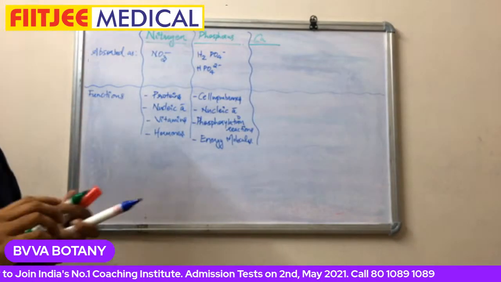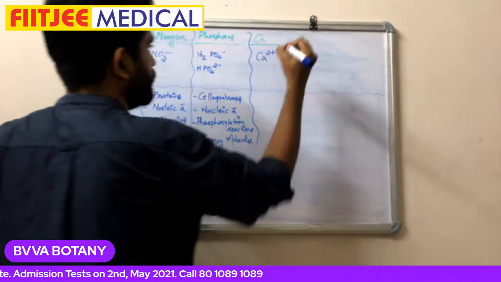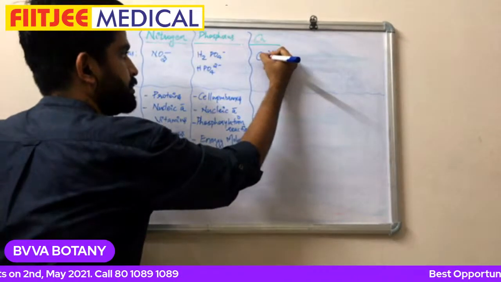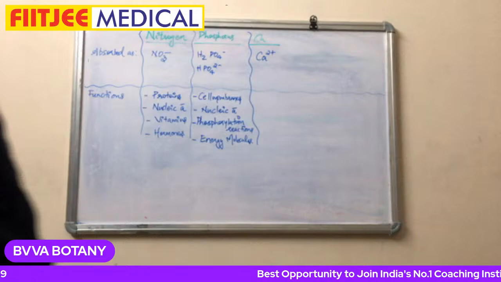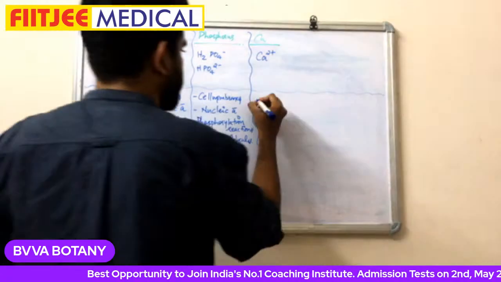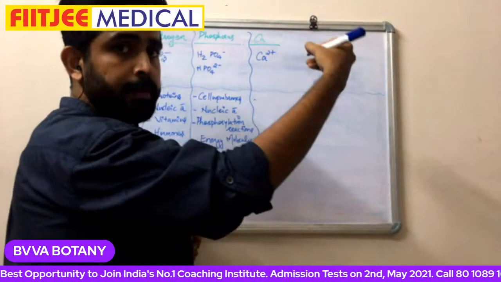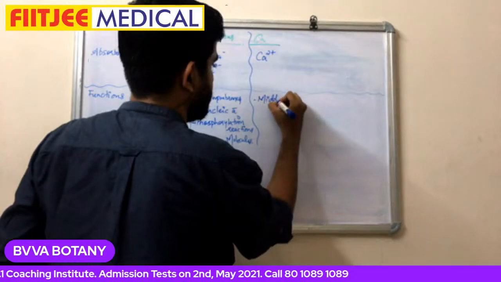Calcium. So the calcium is taken in the form of calcium ions, Ca2+. It is going to form part of the middle lamella. We already said that it is immobile because of this reason.